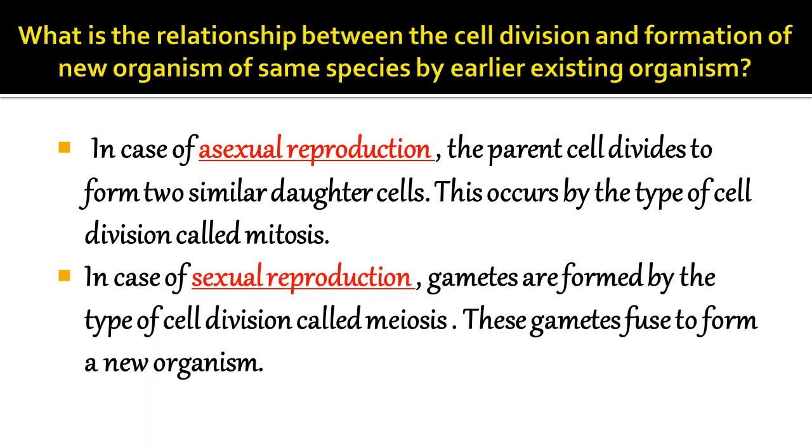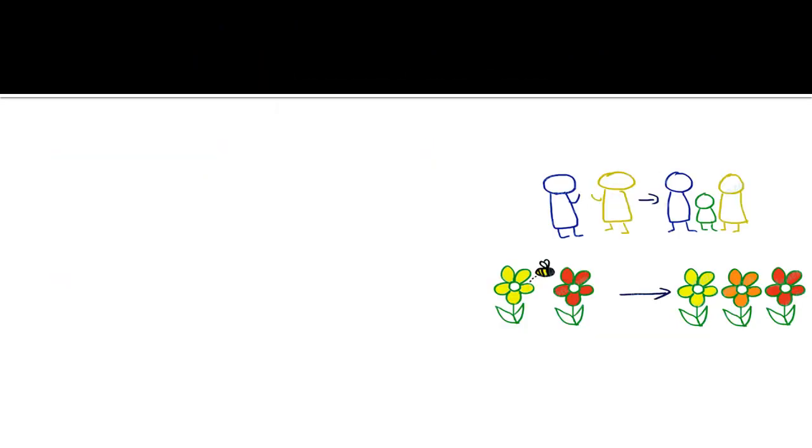If the parent contains 46 chromosomes, the daughter cell also contains 46 chromosomes, so it is the same. In sexual reproduction, gametes are formed by a type of cell division called meiosis. Meiosis is a process in which four daughter cells, or four germ cells, are formed, and the chromosome number is halved in the daughter cells. These gametes fuse to form a new organism.